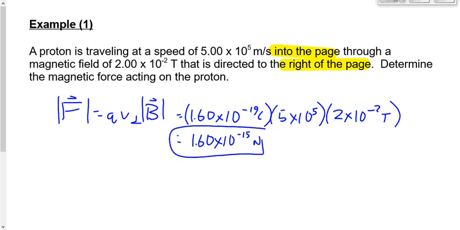What about the direction? How about the direction, huh? Up the page, toward the top of the page. Let's figure this out. Charged particle is going into the page, and it's a proton, so that's a right-hand deflection rule. Charged particle going into the page, thumb into the page. Fingers go to the right of the page. Palm points which way? Down the page, right?